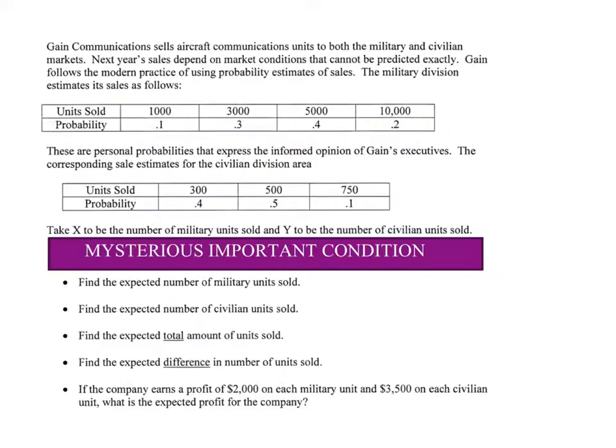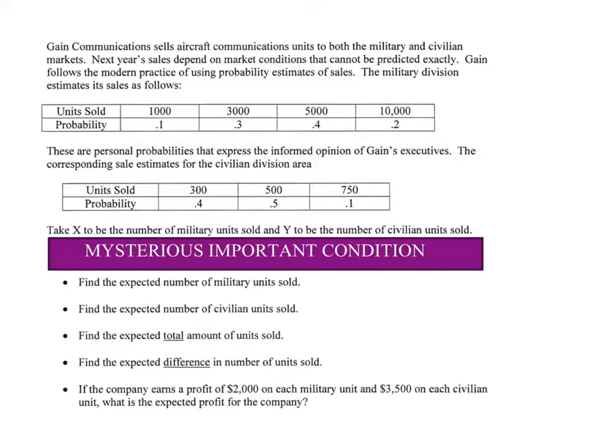You can see the distribution here, where units sold is our random variable, and the probabilities. These are personal probabilities that express the informed opinion of Gain's executives. The corresponding sale estimates for the civilian division. All right, so take X to be the number of military, Y to be the number of civilian. Find the expected number of military units.